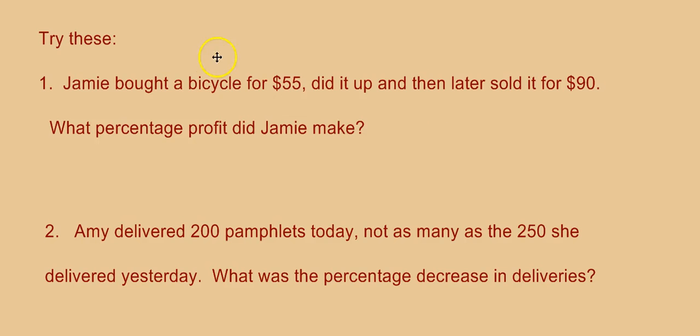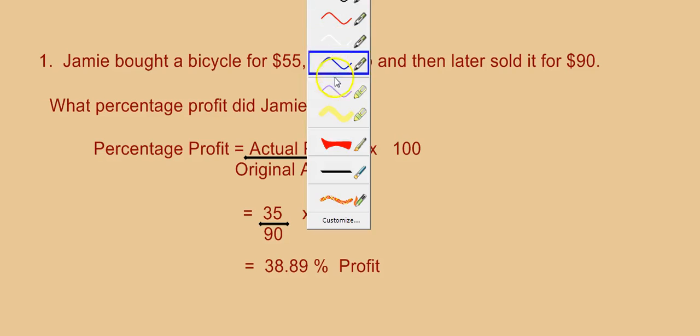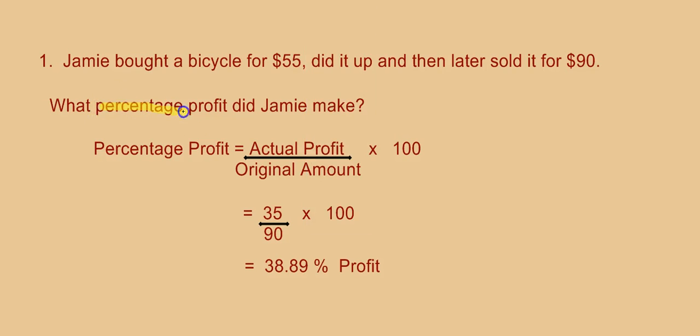How did you go? Let's have a look at the answer to the previous question. Jamie bought a bicycle for $55, did it up, and then later sold it for $90. What percentage profit did Jamie make? So we're asked for percentage profit. Let's colour that in. So we're going to write down that as our percentage profit. That's equal to actual profit over original amount times 100.